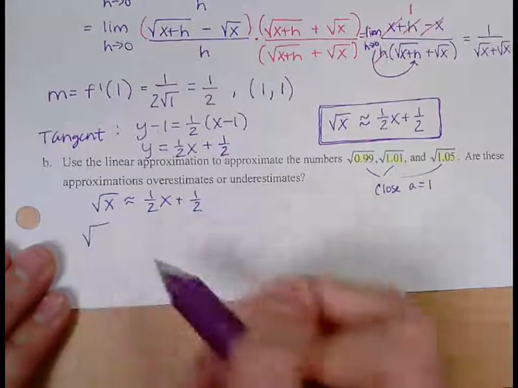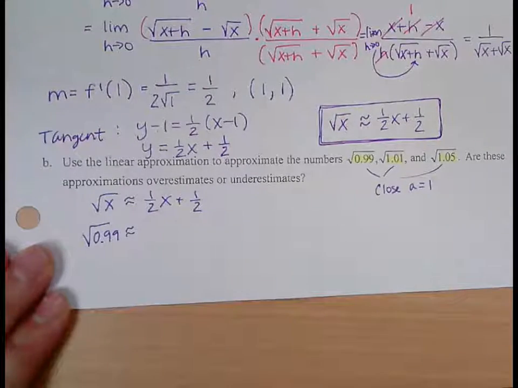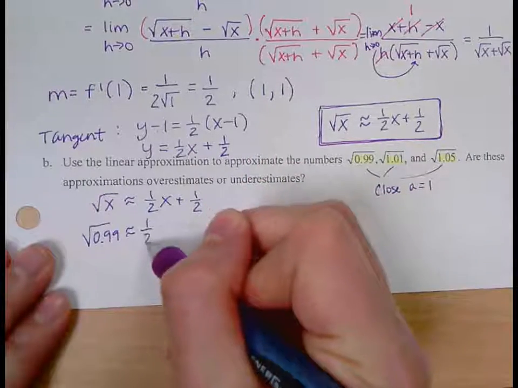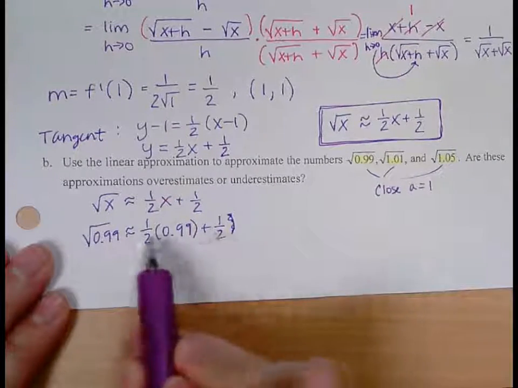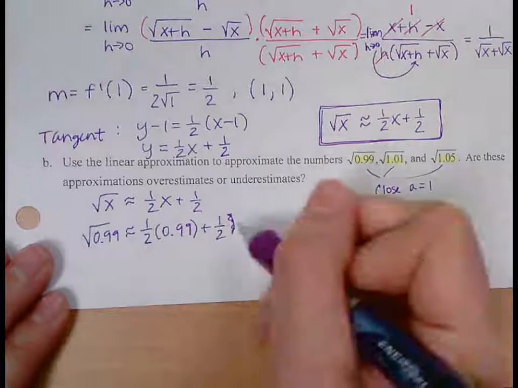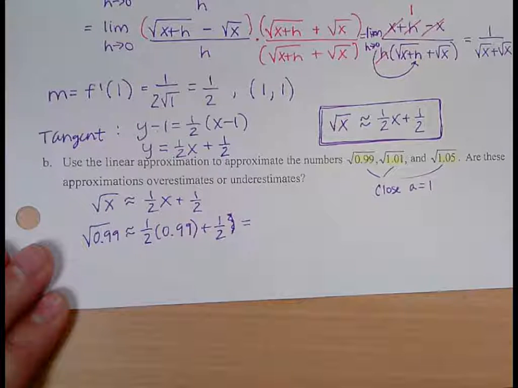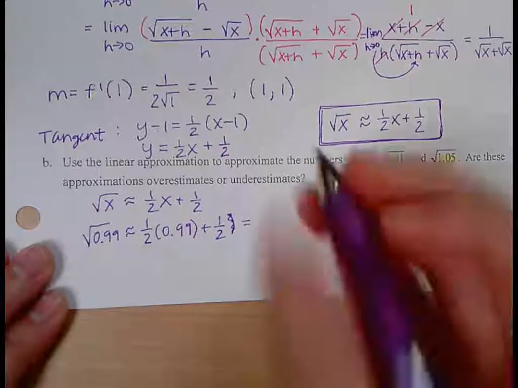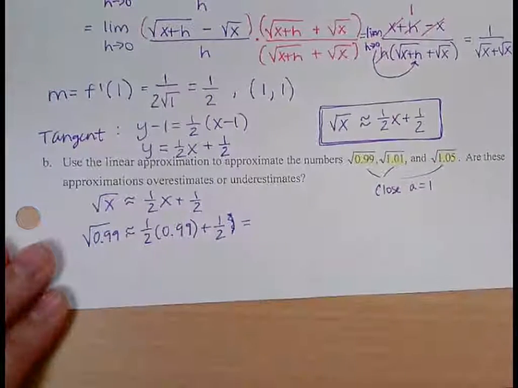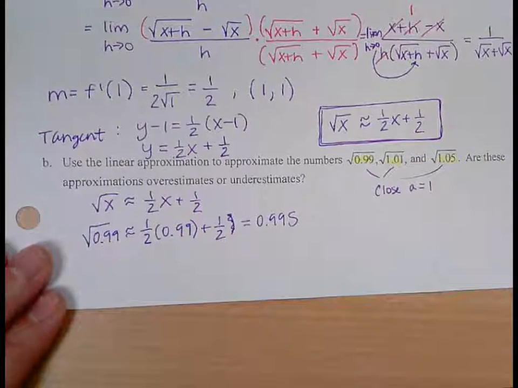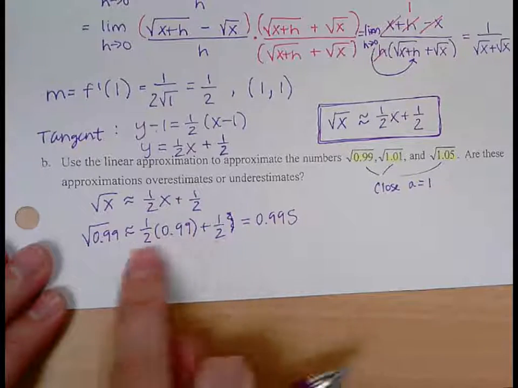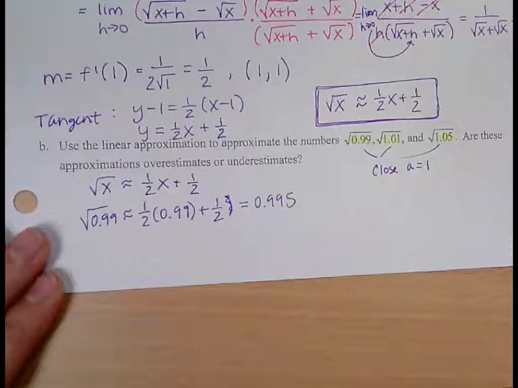So we're saying the square root of 0.99 is approximately equal to, so notice 0.99 is x, 1/2 times 0.99 plus 1/2. You're evaluating the linear function at 0.99. So if I take in my calculator 1/2 times 0.99 plus 1/2, this is saying the square root of 0.99 is approximately 0.995. So that would be the approximate value based on our tangent line, our linear approximation.